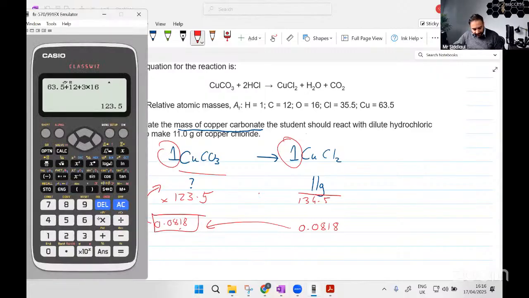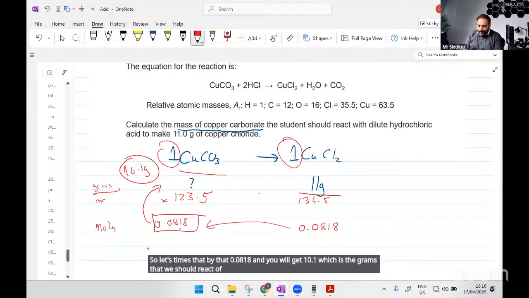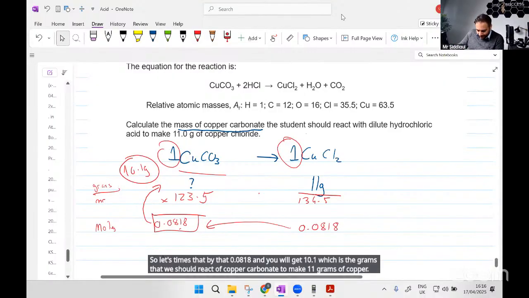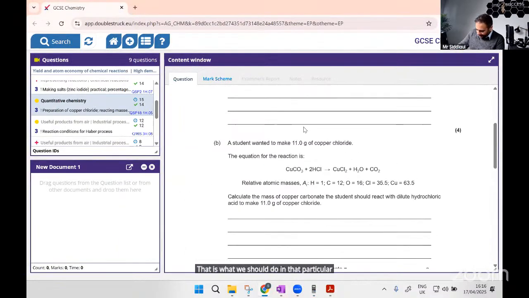So let's times that by that 0.0818, and you will get 10.1, which is the grams of copper carbonate that we should react to make 11 grams of copper chloride. That is what we should do in that particular question. Hopefully that is helpful.